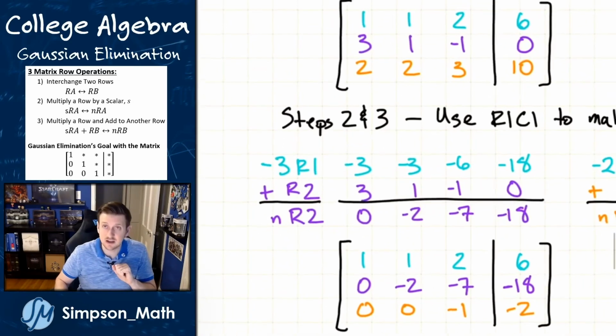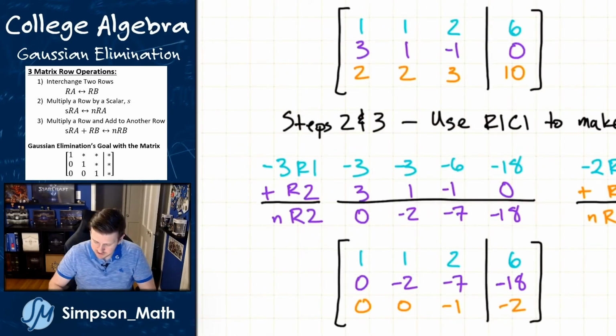So let's look first here. All right, so let's multiply -3 times row 1. So -3 times 1 is -3. -3 times 1 is -3. -3 times 2 is -6. And -3 times 6 is -18.